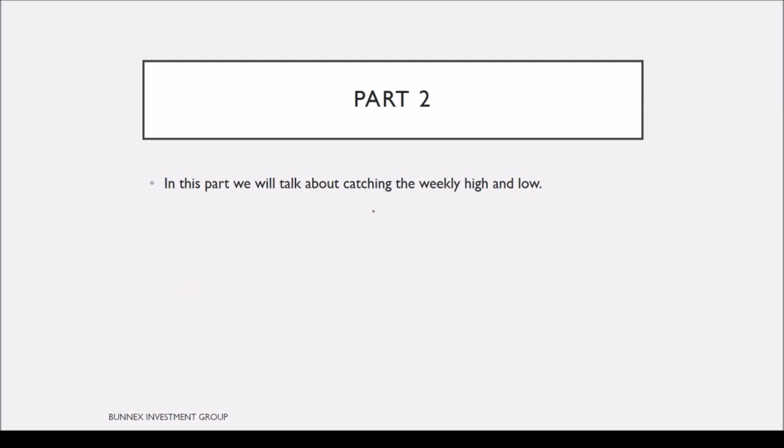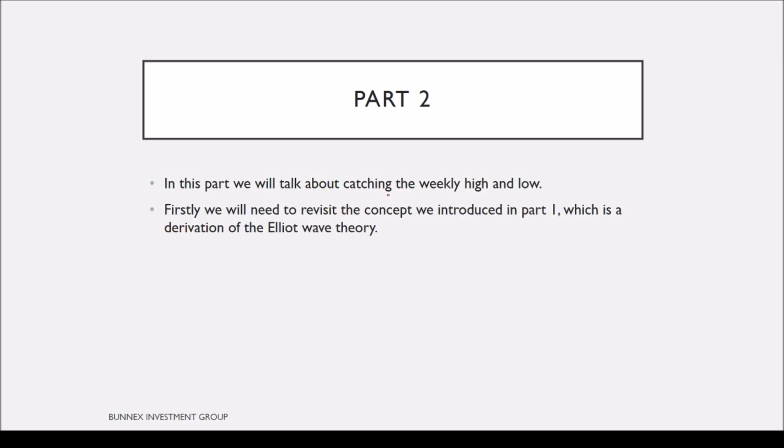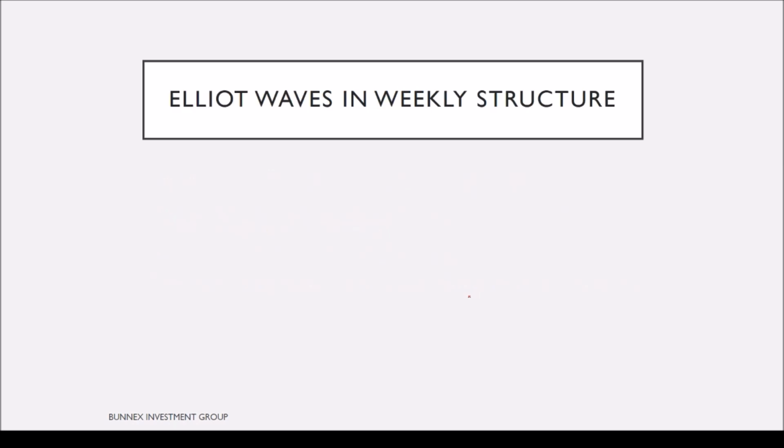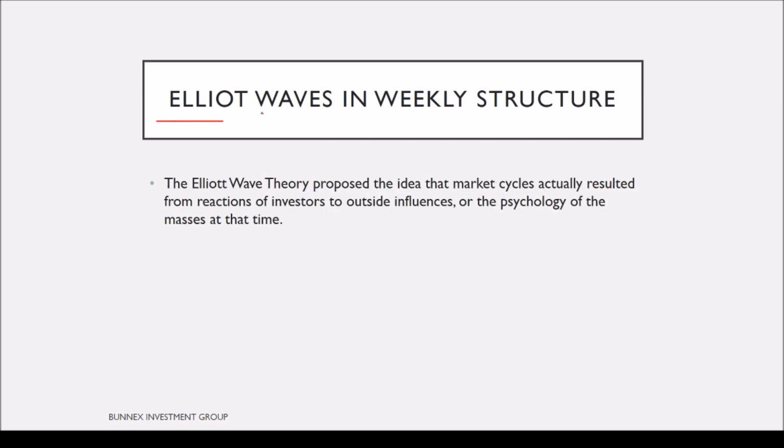So we'll talk about catching the highest point or the highest price that can be reached within the cycle. Firstly, we'll need to revisit the concept we introduced in part 1, which is a derivation of the Elliott wave theory. Then we'll talk about the average daily range. Combining these two concepts will give us an edge in finding a precise weekly reversal. So here is an Elliott wave in a weekly structure.